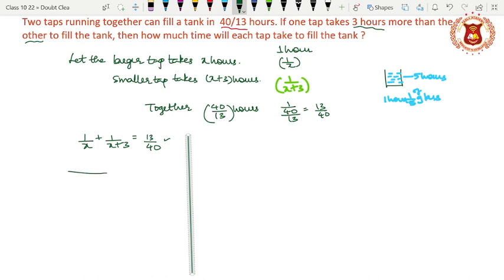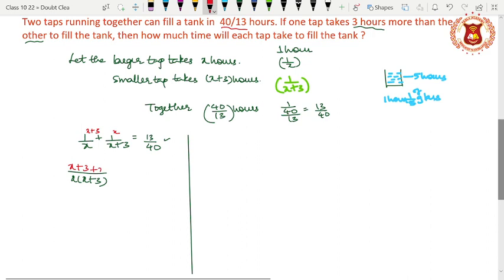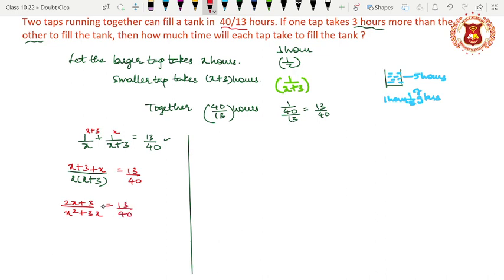Now let us take the LCM here. x into x plus 3 is the LCM. Here I multiply by x plus 3, and here I multiply by x. x plus 3 plus x over x squared plus 3x is equal to 13 by 40, that is 2x plus 3 over x squared plus 3x. Now cross multiply: 40 into 2x plus 3 is equal to 13 into x squared plus 3x, right?